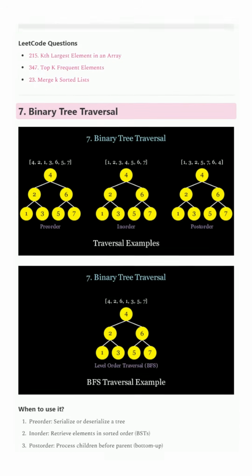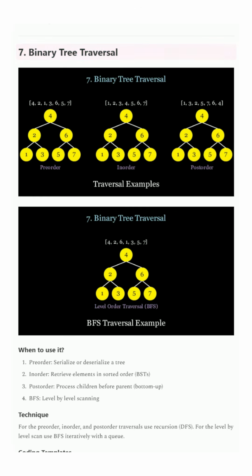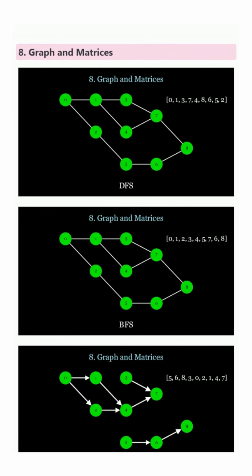There are 3 main ways to traverse a binary tree: pre-order, in-order, and post-order traversals, as well as level by level using BFS. All of these are useful to know to solve many LeetCode questions. This also relates to graphs and matrices.